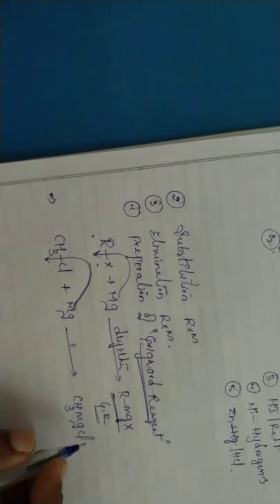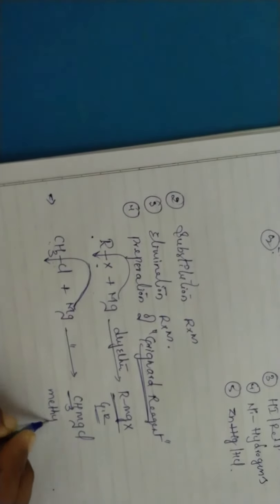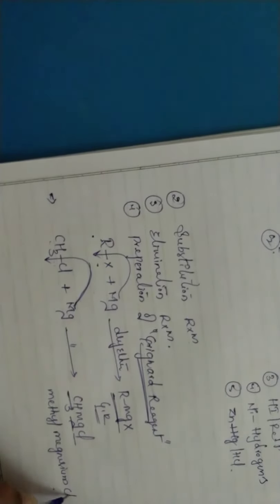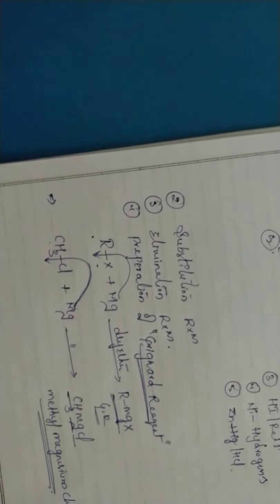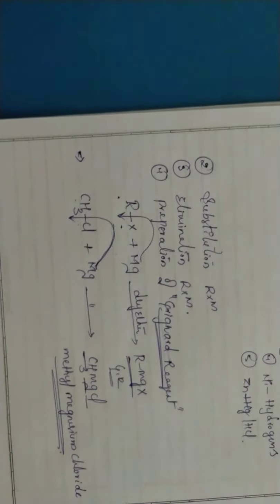CH3MgCl. How do we write the name? CH3 group, we know, is called the methyl group. Mg means magnesium. Cl means chloride. So the name of the compound is methyl magnesium chloride. Methyl magnesium chloride is called a Grignard reagent. If magnesium is present in the compound, that is a Grignard reagent.